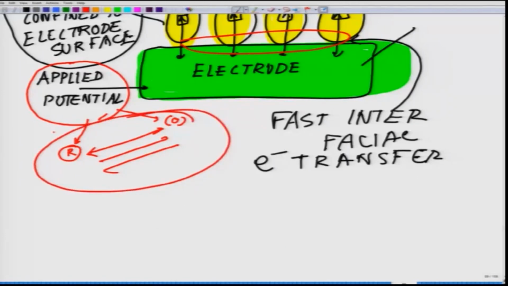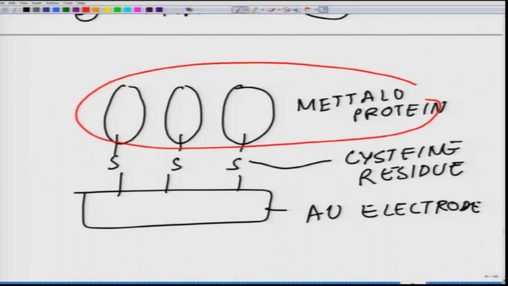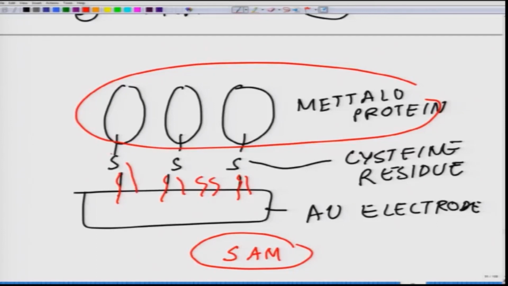So, these kind of techniques could be used, and how we are attaching them. Some of these metalloproteins use a strategy: if they have a cysteine residue, which is a sulfur containing residue, it could bind to the gold electrode. There are self assembled monolayers, SAMs, which are commonly called, which are used to interface with the gold electrode to connect to it. So, there are several strategies.